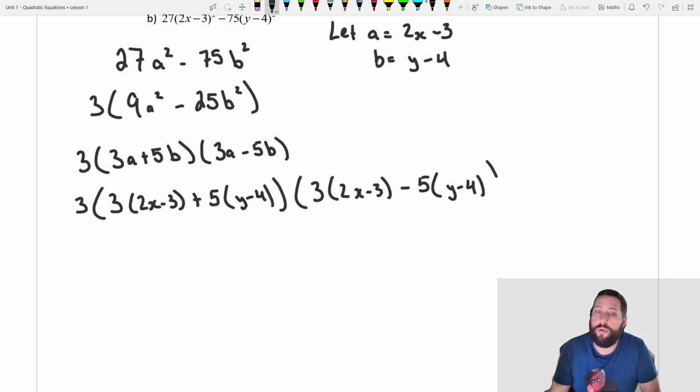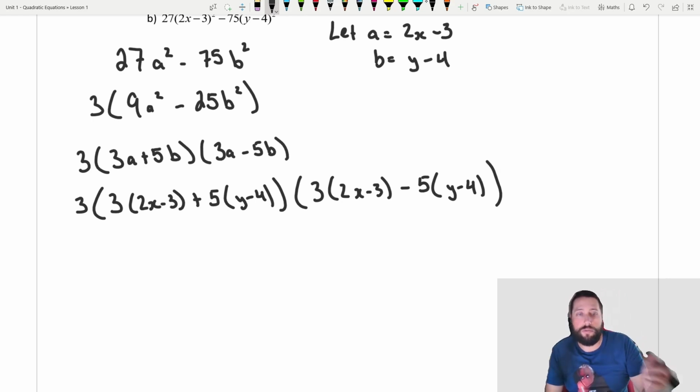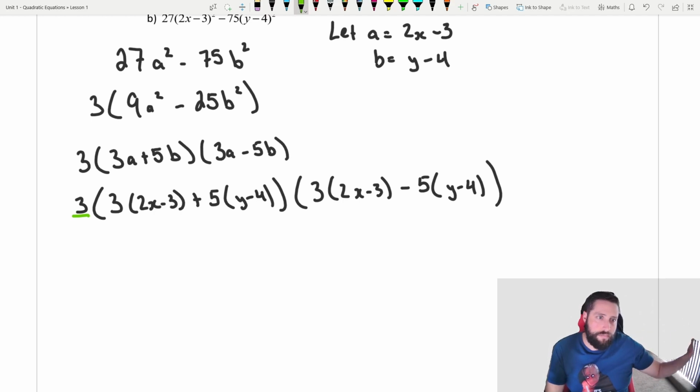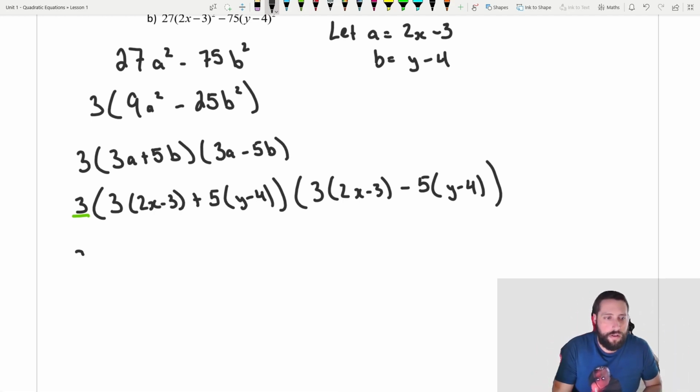Okay, so you're going to distribute every coefficient now into the bracket, but leave this 3 out. So leave it factored out. Everything else inside the brackets, that's what you'll work with. So what do I mean by that? You go 3 times 2, 3 times negative 3. So you're going to do all this here. Once you've done that, then you simplify, and that'll be your final answer.